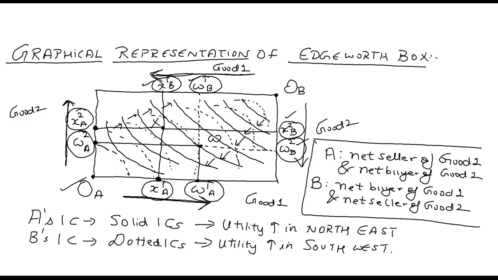Then you will see that B is consuming more than her endowment of good 1. So she is a net buyer of good 1. And she is consuming less than her endowment of good 2. So she is a net seller of good 2.